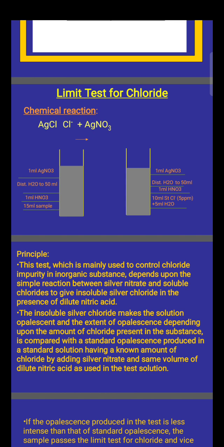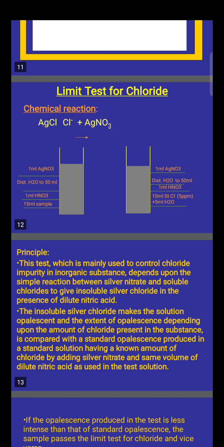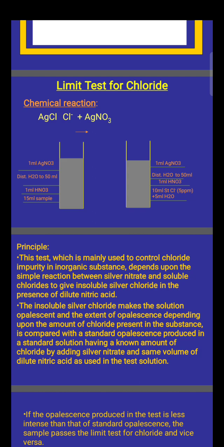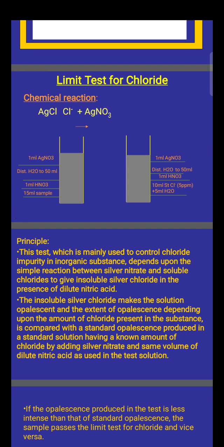You can see here 1 ml silver nitrate, then distilled water along with 1 ml nitric acid, then 10 ml standard chloride solution is required in the standard. In the test, whatever the sample you have to test, from that you have to identify the chloride impurity. That sample you can take. We have taken a sodium bicarbonate sample, and in the same way we have added all the constituents which we have added in the standard, so we can compare the turbidity of the solutions.